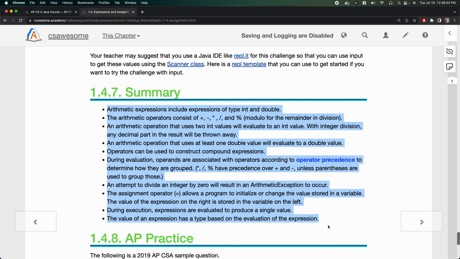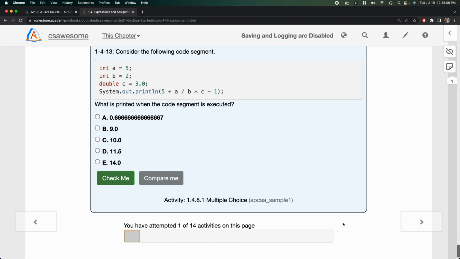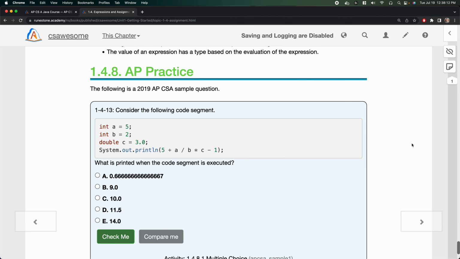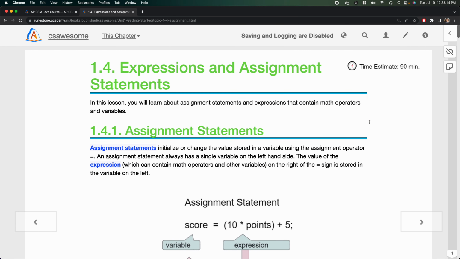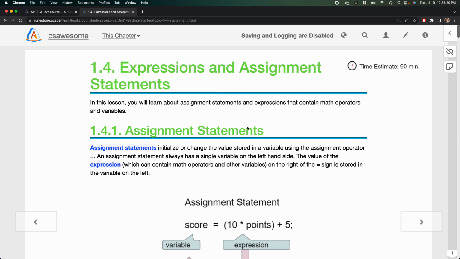Here's the summary. If you are lazy and just want to read that, or maybe put this in a notebook somewhere. And just one AP practice question. So that's expressions and assignment statements for you. That was chapter 1.4, another important one. But hopefully your prior knowledge from regular old algebra is pretty useful here. Hopefully I pointed out a couple of key areas where the symbols you see in coding are not exactly the same as from math class, but in a lot of situations they are. So hopefully this was helpful, and we'll move on to the next chapter in the next video.